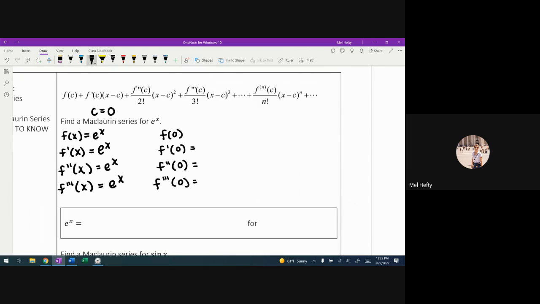All right, so I'm going to plug in 0. What happens when I plug in 0? Ah, that's very nice when we're thinking about writing these.